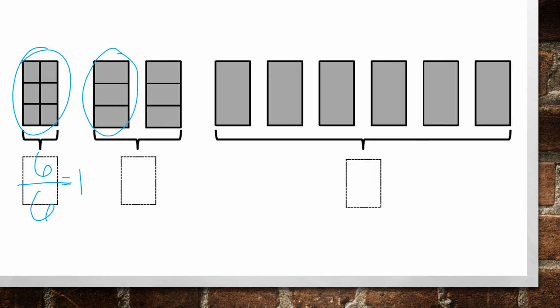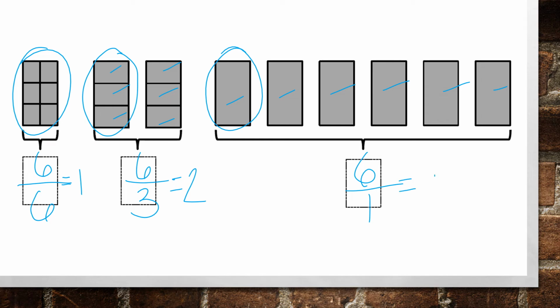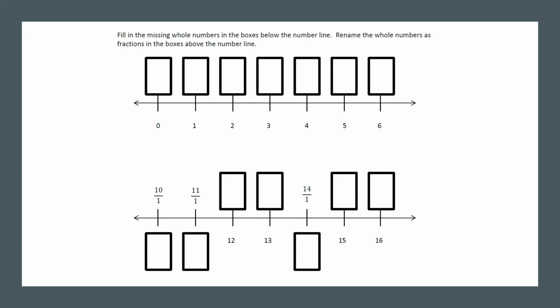Look at 1 whole. We have thirds, but there are 1, 2, 3, 4, 5, 6 thirds. And how many wholes is that? 2. 6 divided by 3 is 2. How many parts? 1. We have 1, 2, 3, 4, 5, 6. So 6 over 1, which is the same thing as having 6 whole things. Great.